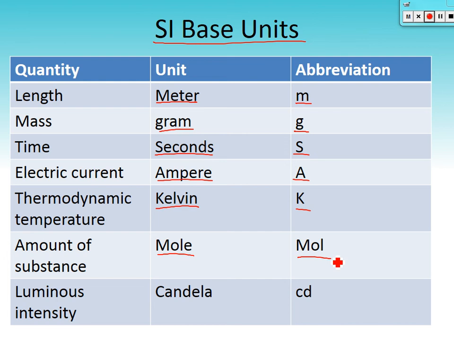So light intensity, or luminous intensity, is measured in a unit called candela, and it's abbreviated CD. But just realize that there's a lot of different quantities we can measure, and there's a lot of different base units, and they all have an abbreviation to them as well.